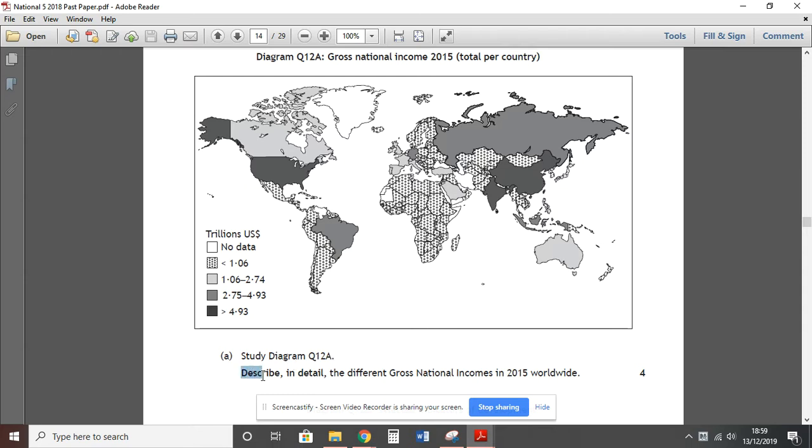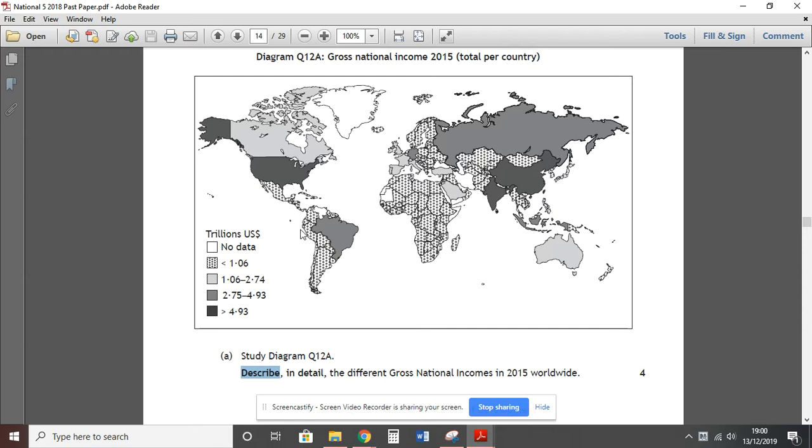It's a describe question, and it says describe in detail. And it asks us to talk about this gross national income 2015 worldwide. We are not being asked to give any reasons. Remember, it's describe. So it's just say what you see. What's the pattern? Okay. And the trick to this question is giving broad general patterns, but not being so general, like, for example, not just saying in South America, but being specific to areas.